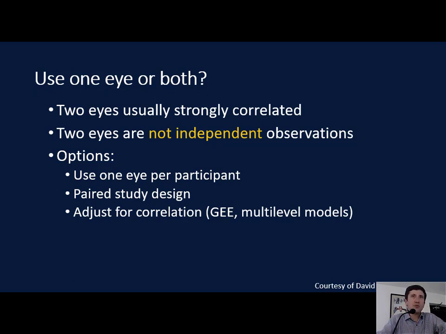And essentially what you do is you say that there are multiple levels of our analysis. Yeah, we're interested in the association between intraocular pressure and glaucoma, but we also have this other level to our data set, which is the person level. And so we have to adjust for the fact that there are multiple eyes nested within an individual person. And there are ways of doing that with things called generalized estimating equations and multi-level models.